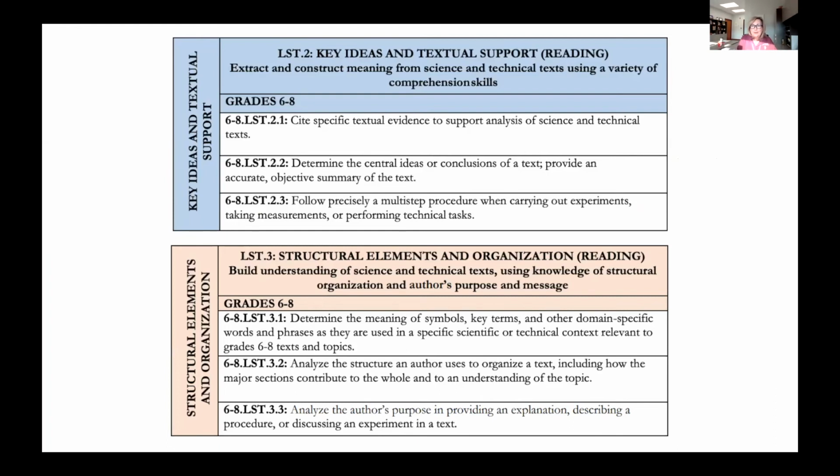And to identify our priority standards, right? Which is what this module is about. Here's some examples in science. Cite specific text evidence to support analysis of science and technical texts. This is under key ideas and textual support as well. It's arranged a little differently. You'll note here the main topics and then the standards are here.